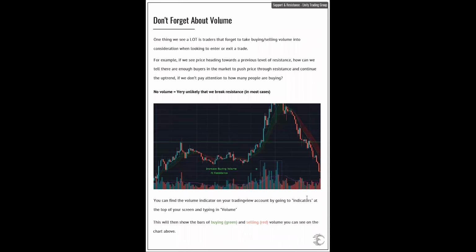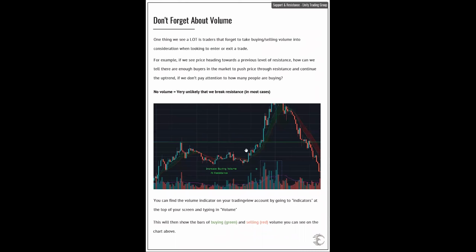That'll then show you the bars of buying, which are the green ones there, and then the selling red volume. So you can see on the chart above there. We've got this tweezer top here. We've come to this previous level of resistance. And one thing you see a lot is that when traders get to that point, say, for example, there's this pitiful bit of volume here, traders go, oh, we're so breaking through it. We're done. We're going through it. Well, it's not always going to be the case.